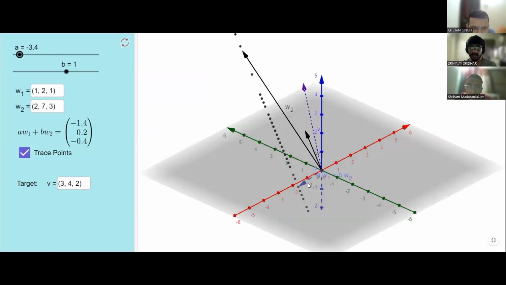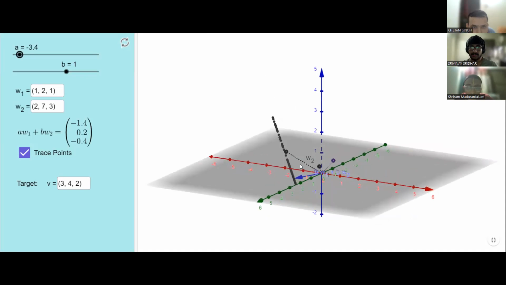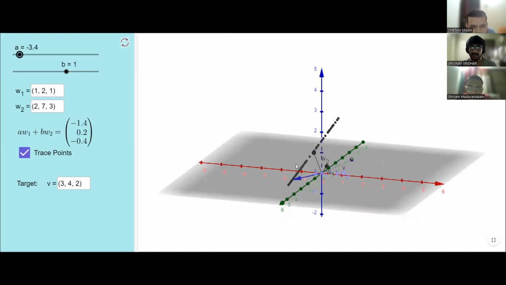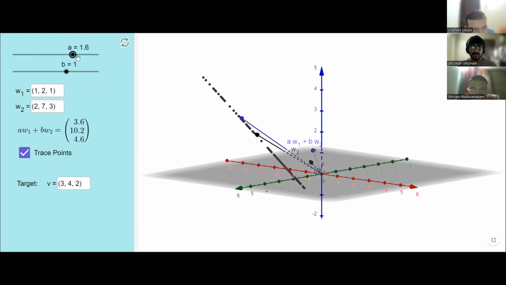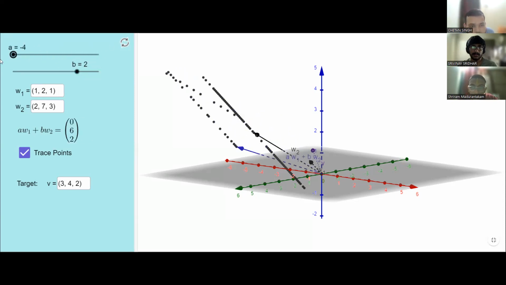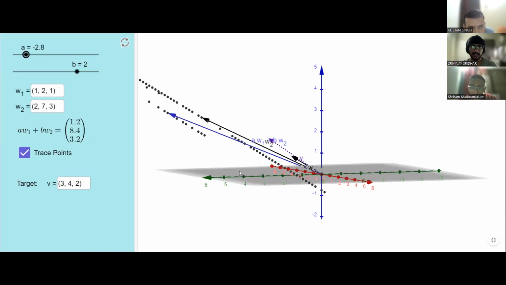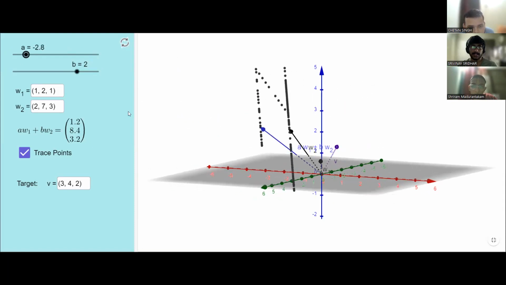Maybe I'll look at it like this. What is this? A line. Exactly. I'm able to go through an entire line. For b equal to 1, I am able to go on one particular line. If I make b equal to 2, I get another line which is parallel to the first line, right? Can you see that the first and second lines are parallel?